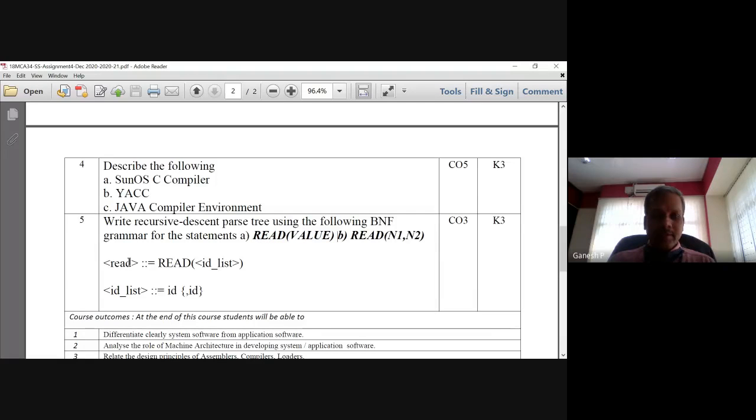As per the grammar given here, the first one, read value, is invalid because it takes only one value. But what is the grammar here? The grammar takes ID, comma, ID. So a minimum of two values is required here. Thereby read n1 comma n2 is a valid one, while read value is an invalid one.